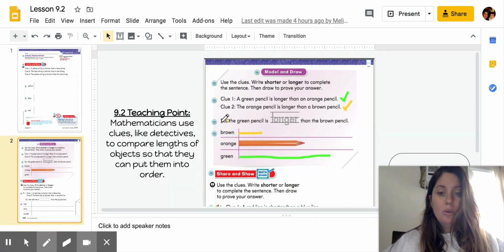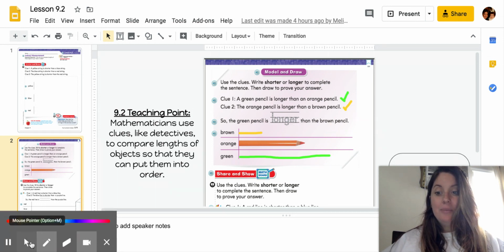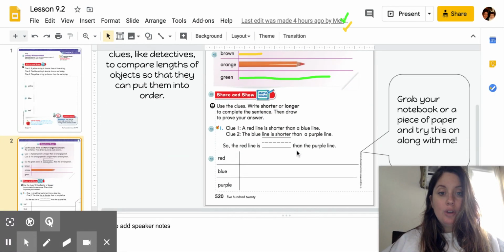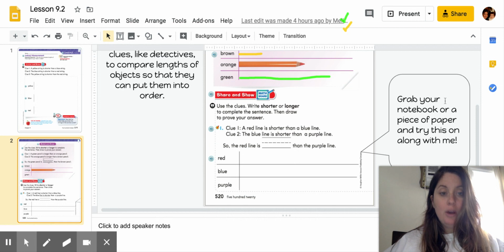So now, don't forget, we have to complete the sentence with either the word shorter or longer. So the green pencil is, yes, you guessed it, longer than the brown pencil. Okay, now at this point, I want you guys to go ahead and grab your notebook or a piece of paper, and you're going to try this share and show along with me. Okay, pause this if you need to.